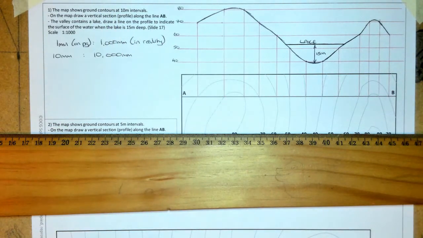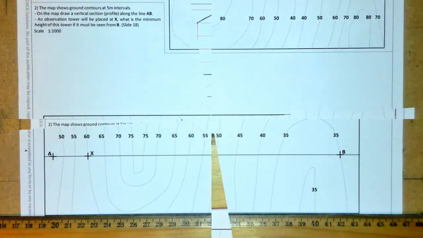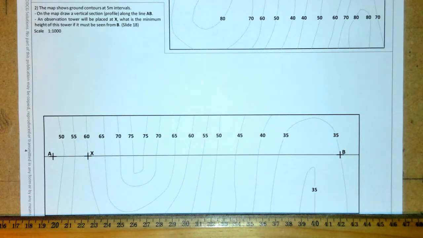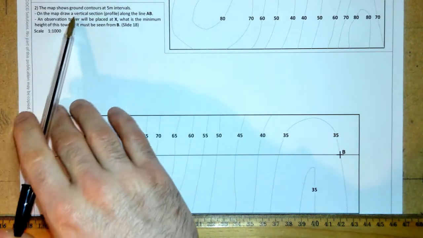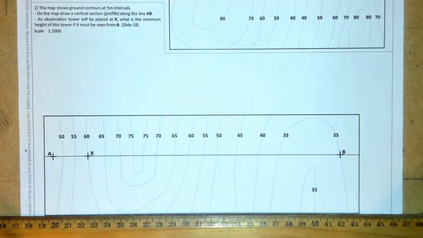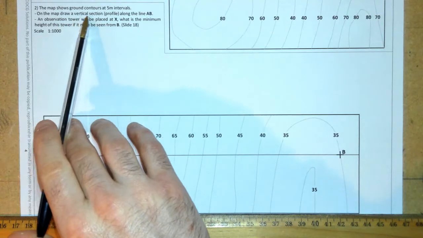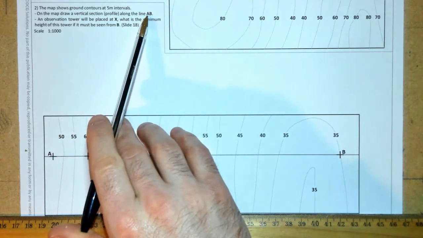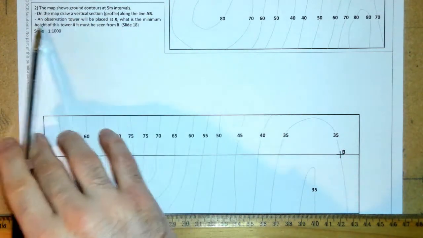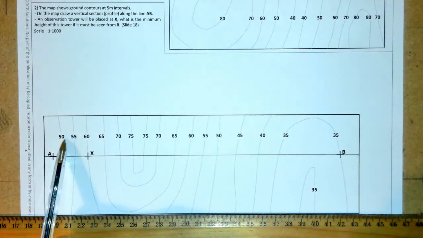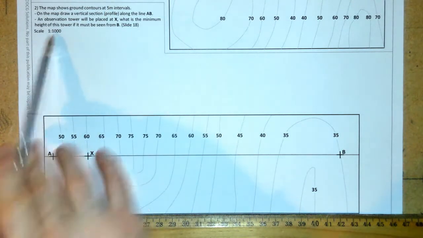We'll move on to the next one now, in the middle of the page. Right, so the next question, guys, is question 2, and it says the map shows ground contours at 5 meter intervals. On the map, draw a vertical section profile along the line AB. Okay, so we know how to do that. 5 meter intervals, so we can see it's 50 to 55 to 60 and so on, and our scale is 1:1000.